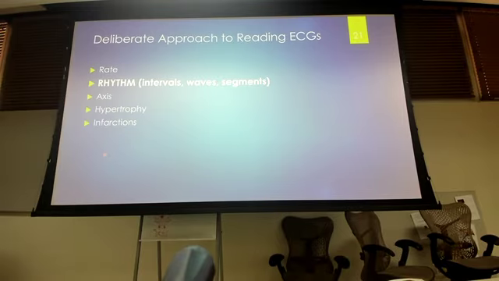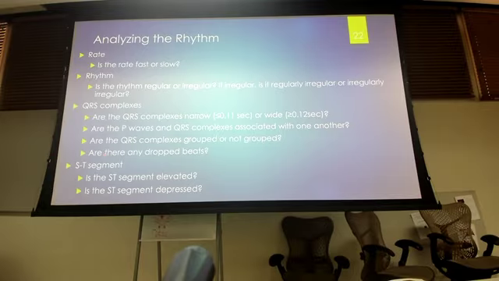We're going to continue on with that deliberate approach. We've got our rate, we've got our rhythm. That rhythm looks at the intervals, it looks at the waves, and it looks at the different segments. So again, we're going to look at that rate first. Is it slow? Is it fast? Is it normal, so is it 60 to 100? Or is it above that? Is it lower than that? Then we're going to look at that rhythm.